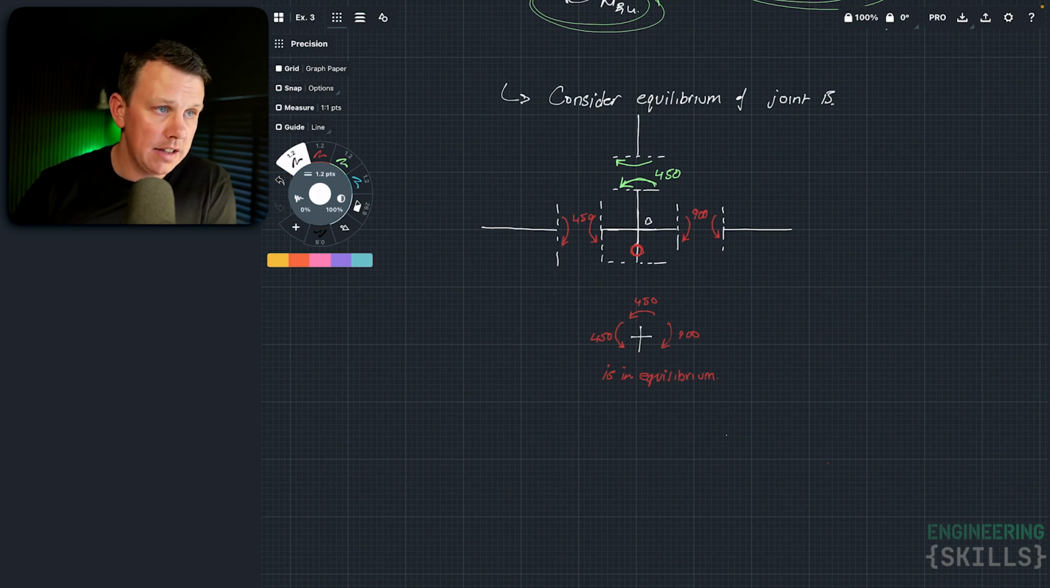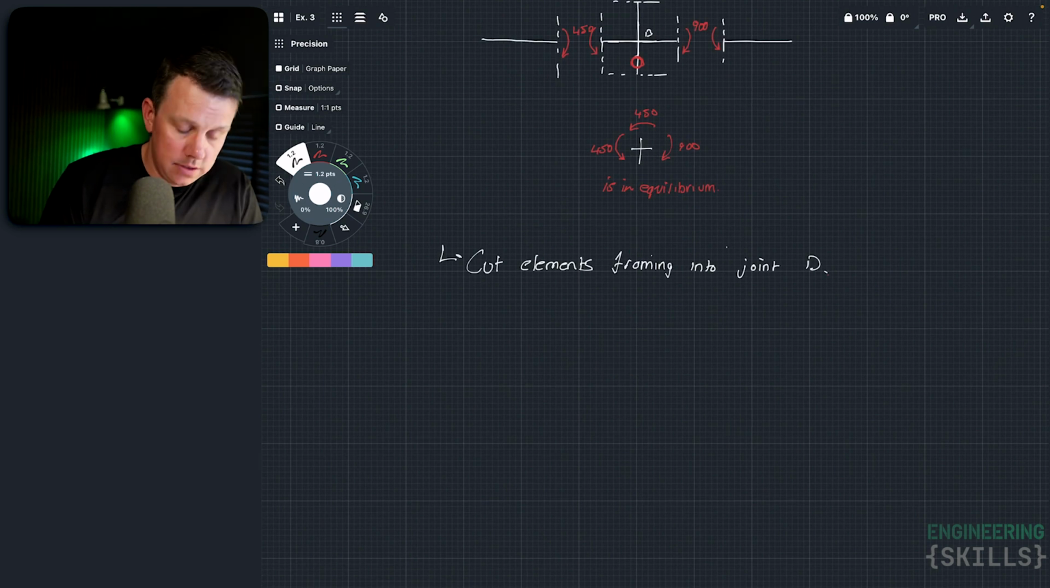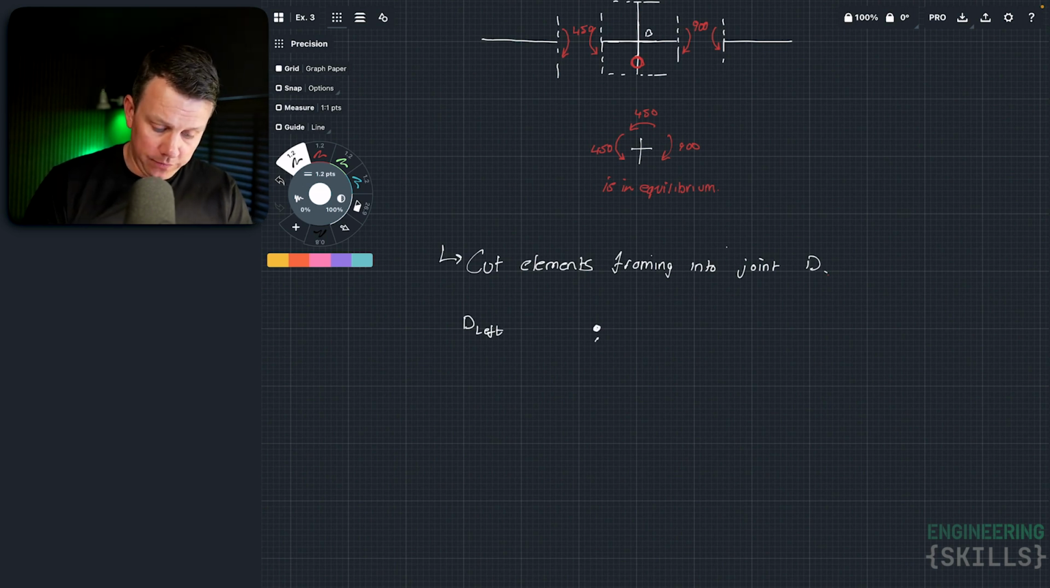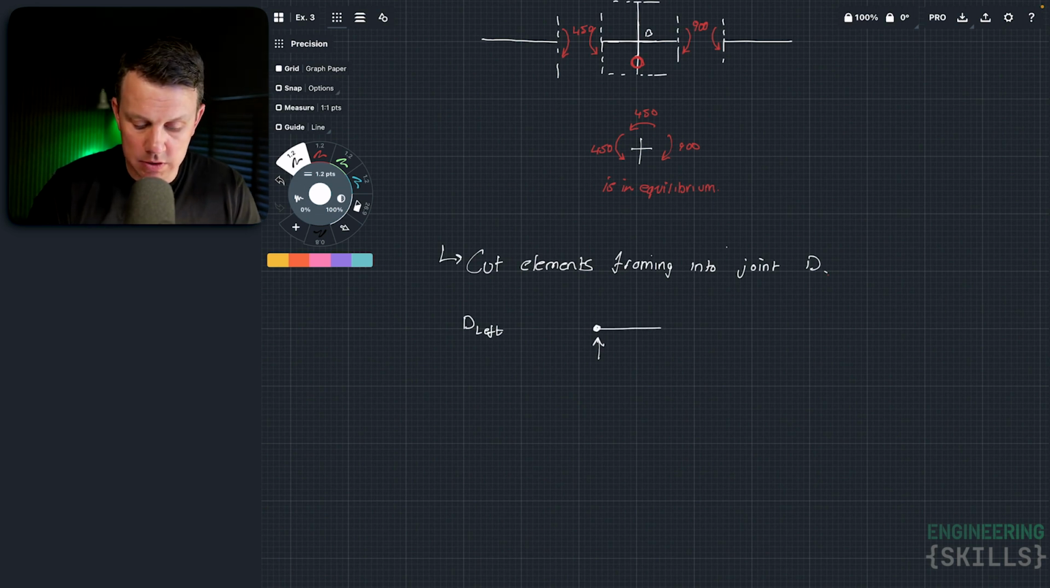Alright, so the very last thing we can do here is focus on joint D. We'll do the same thing, cut all of the members coming into the joint and determine the bending moments. So let's look at D left here. Again, we're only going as far as the hinge because we can represent the influence of everything to the left of that hinge with the force. We'll only draw on the vertical component of the force because the horizontal component passes through the point about which we're taking moments, so it doesn't feature in our equation.